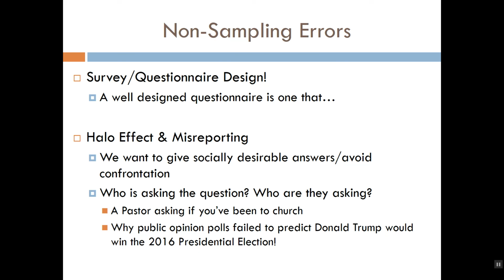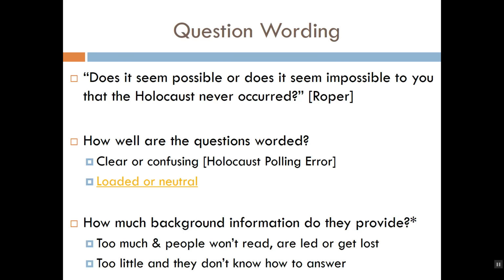That's one of the major types of non-sampling problem you might deal with, but another source of non-sampling problems comes in the form of your question wording. Generally speaking, your questions should be worded as clearly as possible. They should be as unbiased or neutral as feasible, and you need to provide the appropriate degree of background information. So if you've done your required reading for this week, if you've read the Roper Institute's cautionary tale about the Holocaust polling error, then you've already seen an example of why your questions need to be clear.